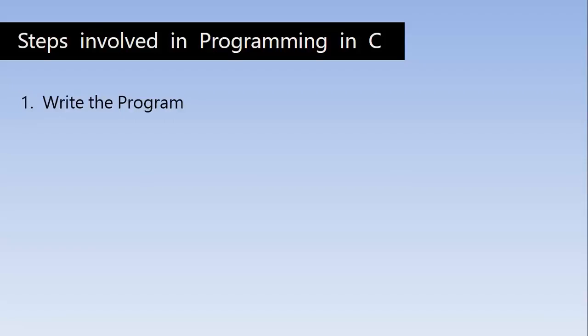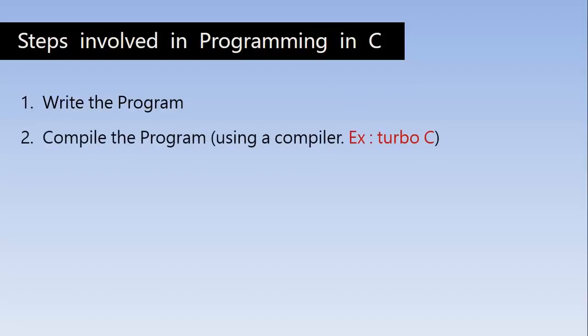As we did in the last class, write the program with proper syntax and compile it to convert it to the machine code, because we are writing English-like sentences in a C program, right? To make the computer understand the program, we must compile it so it will convert into machine code. So we use a compiler to do that.